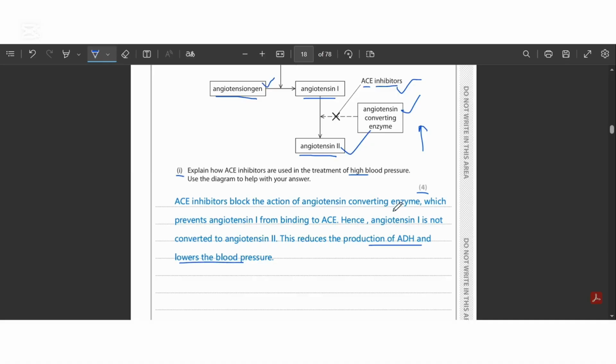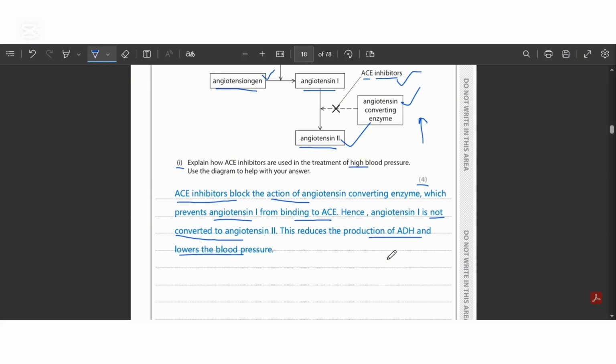All right. So since it is a 4-marker, the mark distribution starts from here, which is ACE inhibitors blocking the action of angiotensin converting enzyme. And then the next mark comes from that it prevents angiotensin I from binding to ACE. Hence, angiotensin I is not converted to angiotensin II, which is the third mark, and the fourth mark is for that it is going to reduce the production of ADH and lower the blood pressure.